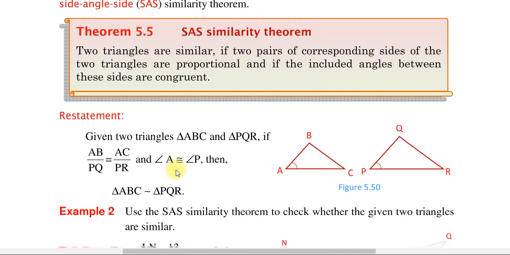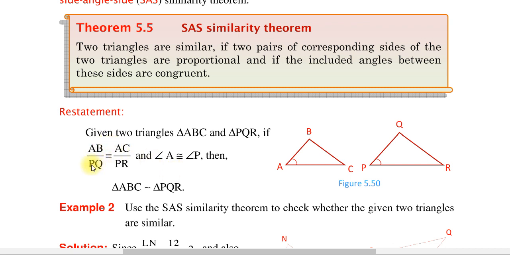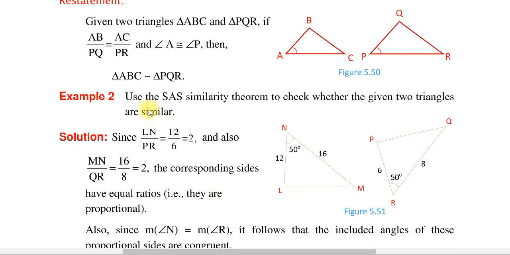Okay, so for example AB over PQ, which is equal to AC over PR, and angle A is congruent with angle P. This angle is congruent with this angle. So triangle ABC is similar with triangle PQR እንላለን ማለት ነው። Okay ስለዚህ ምን እንለዋለን? ይሄን side angle side similarity theorem ይባላል ማለት ነው። Another example, use the side angle side similarity theorem to check whether the given two triangles are similar.